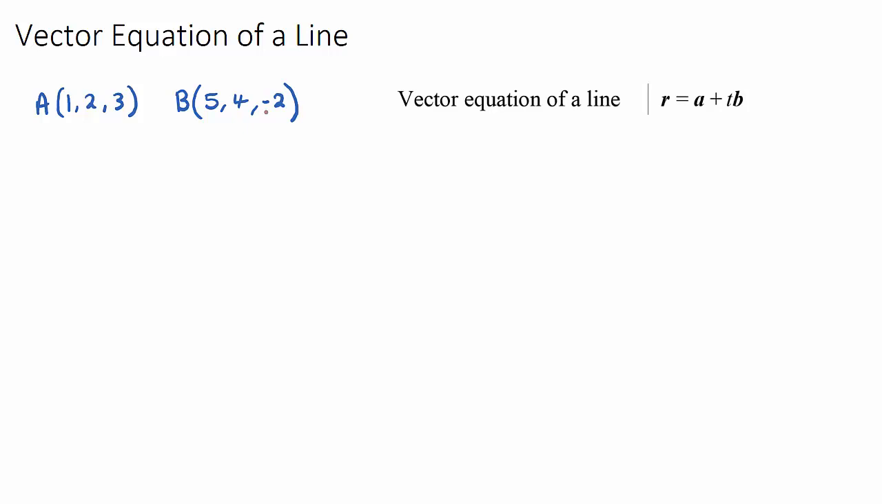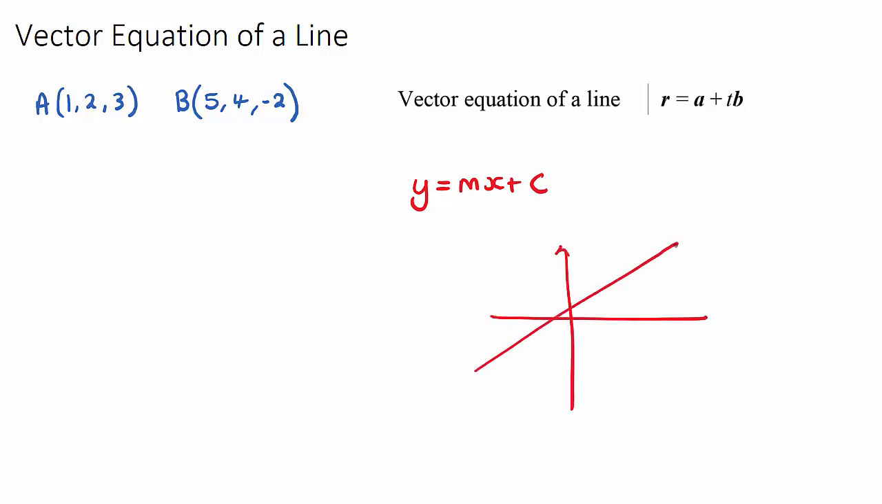Now, what we're going to do is find the vector equation of a line that passes through both of these two points. We have probably seen a similar topic before when we did coordinate geometry, which may have been a couple of years ago. In coordinate geometry, we found equations of lines, and the equation of a line was in the form y equals mx plus c, where if we had an xy axis, we could find the equation of any line.